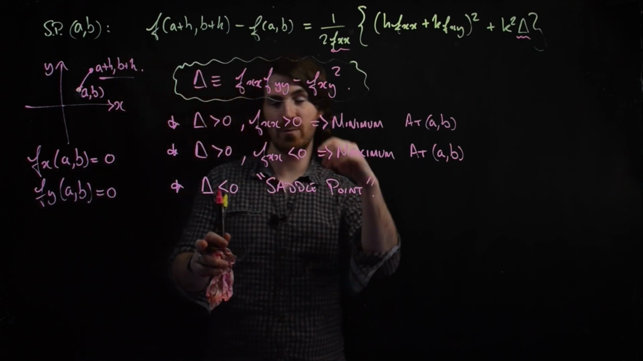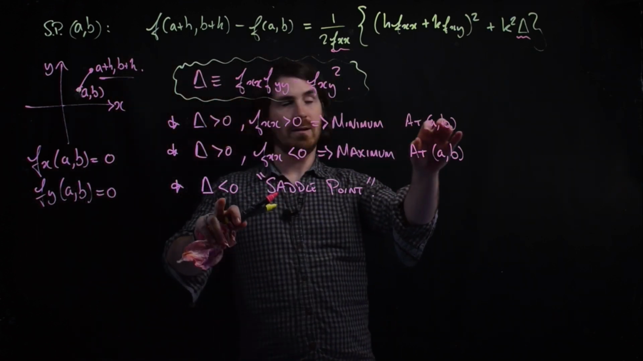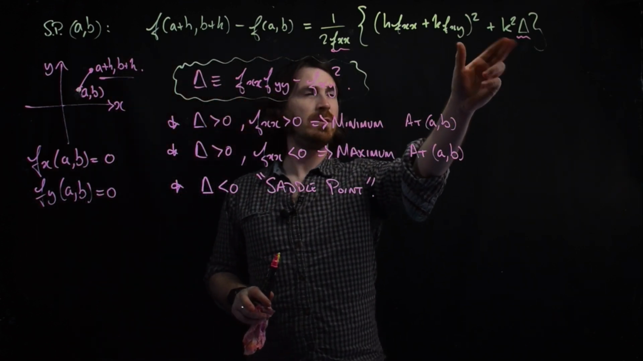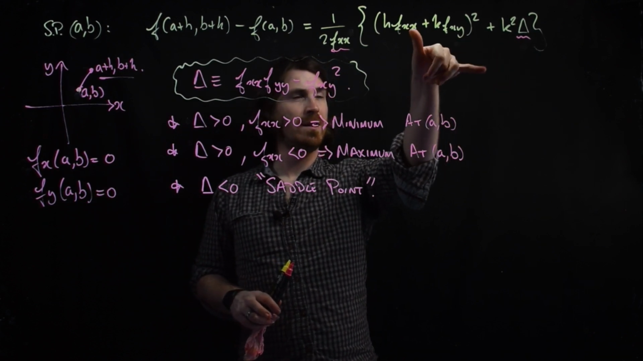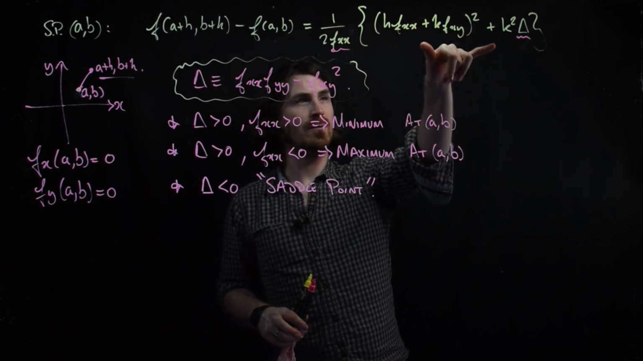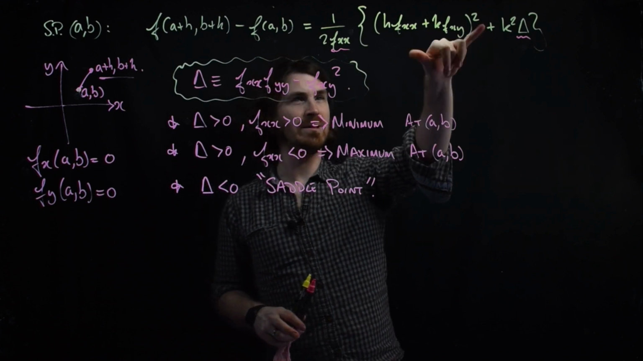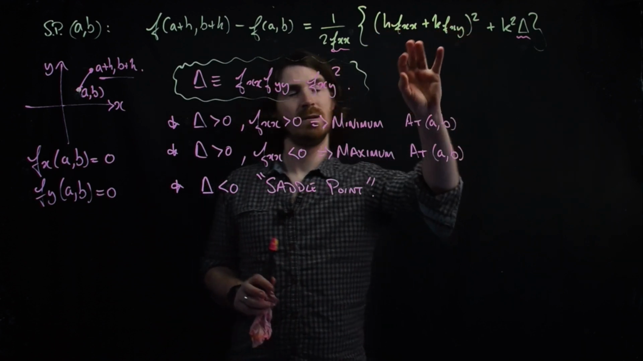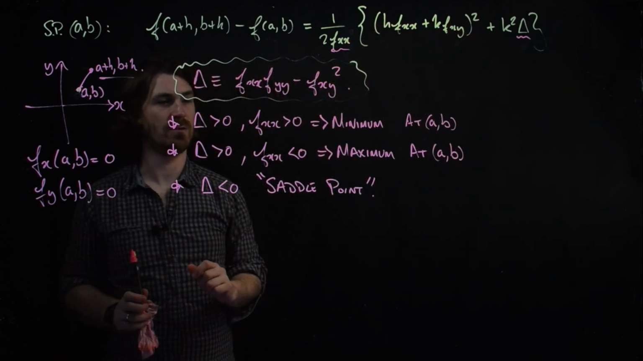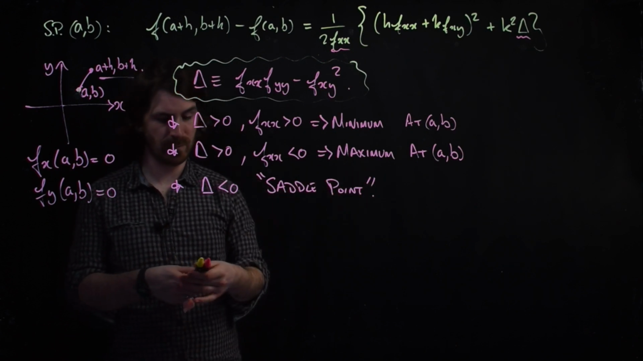Okay, and then we've got this other case where delta can be less than 0, and if delta is less than 0, then the relative magnitudes of h and k will dictate whether this curly brace is greater or less than 0. Okay, and we get the saddle point.